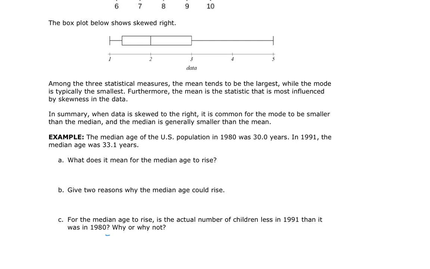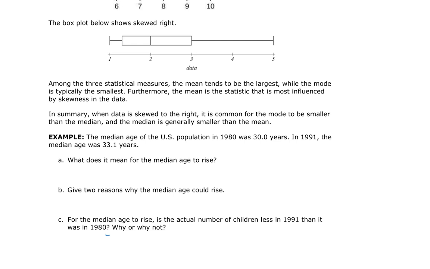On July 1st of 1991, the population in the U.S. was 252.98 million. In 1980, the population on July 1st was 227.23 million. Since the population in 1991 was larger than it was in 1980, the median, of course, would be greater. Therefore, there could have been fewer children, but then again, there could have been the same or more children. So just because the median age rises does not mean that the number of children are less.